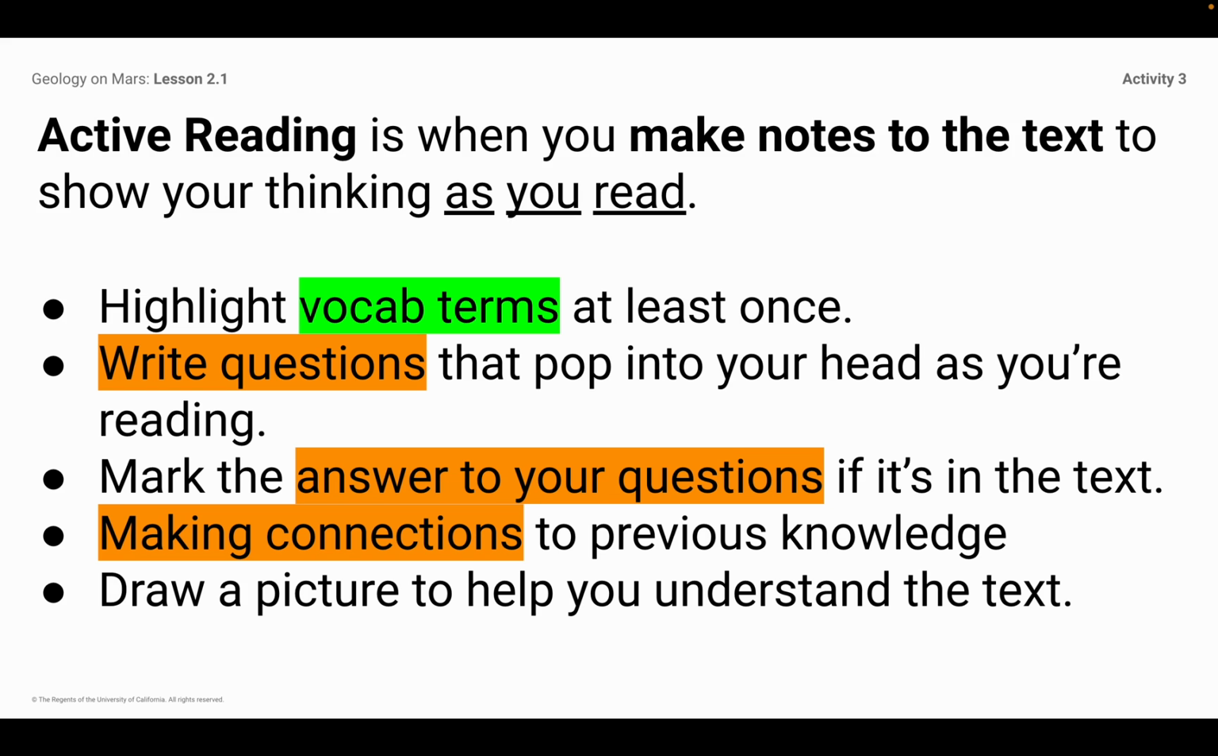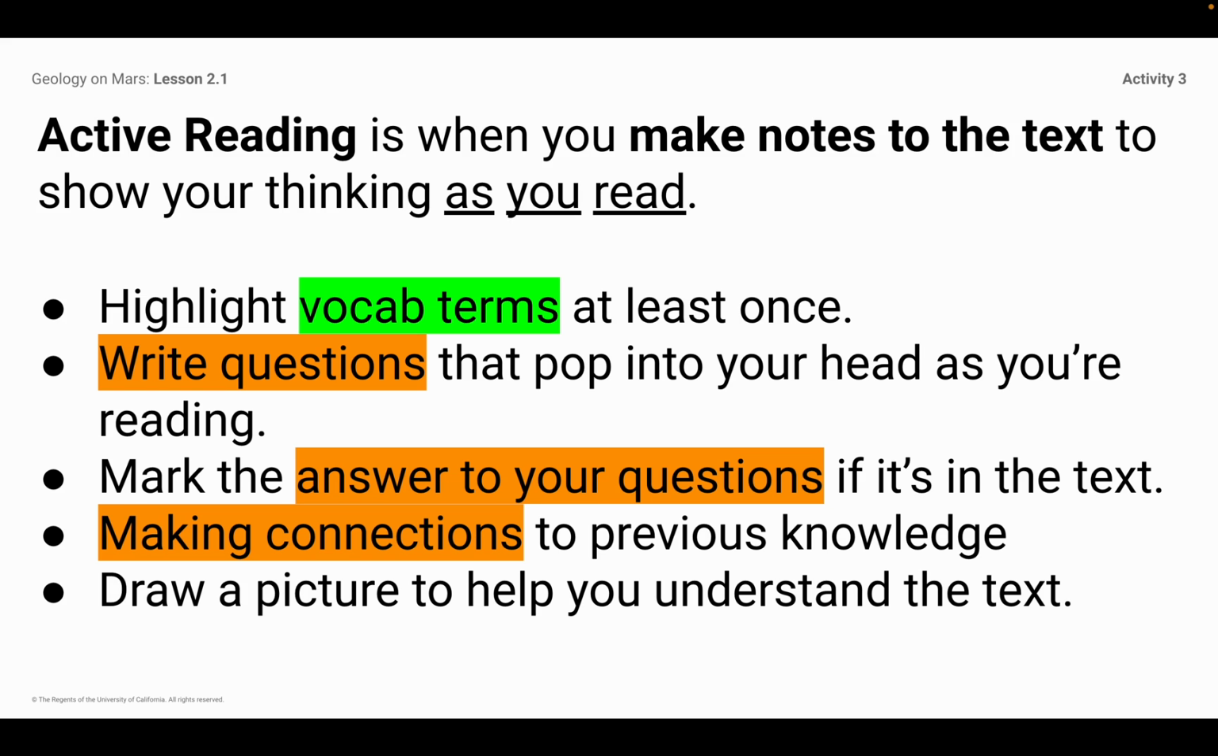After you write those questions, sometimes if you ask a question early on in the article, you keep reading and then you might say, oh my gosh, there's the answer to that question. So you could highlight just the answer, and then draw an arrow back up to where you had the question. That's a really good way to make those connections.